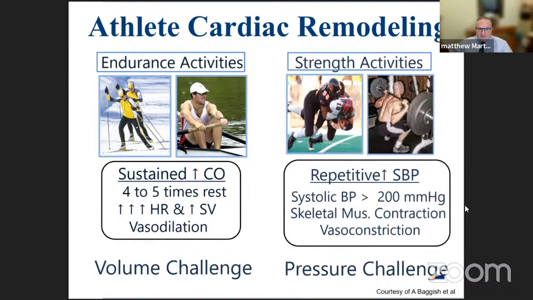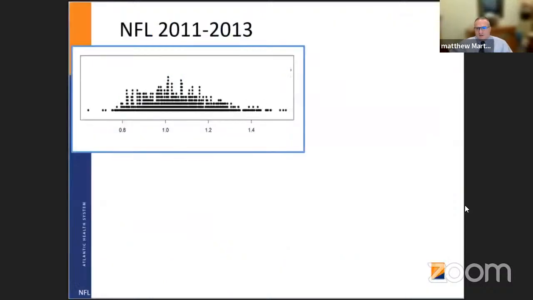If you're a strength athlete, you've got repetitive increased systolic blood pressures, skeletal muscle contraction, and that vasoconstriction somewhat mimics what you see with aortic stenosis, and we refer to that as a pressure challenge. So depending on the type of athlete you are, your adaptation can be a physiologic difference.